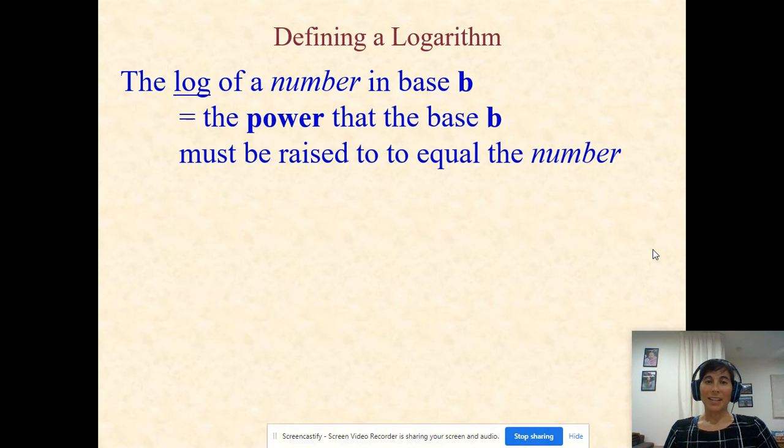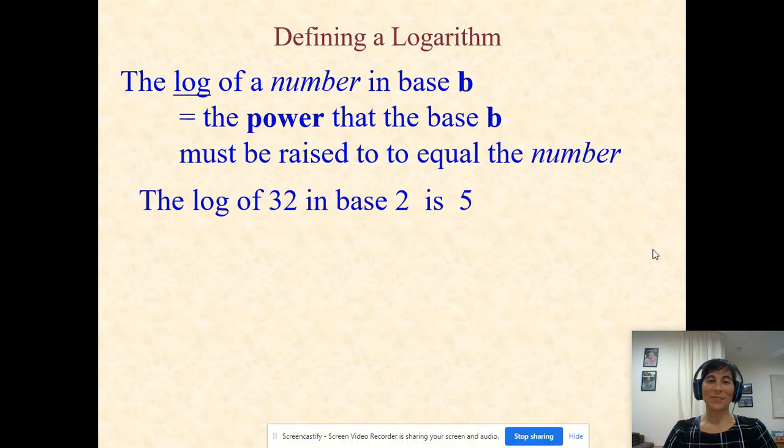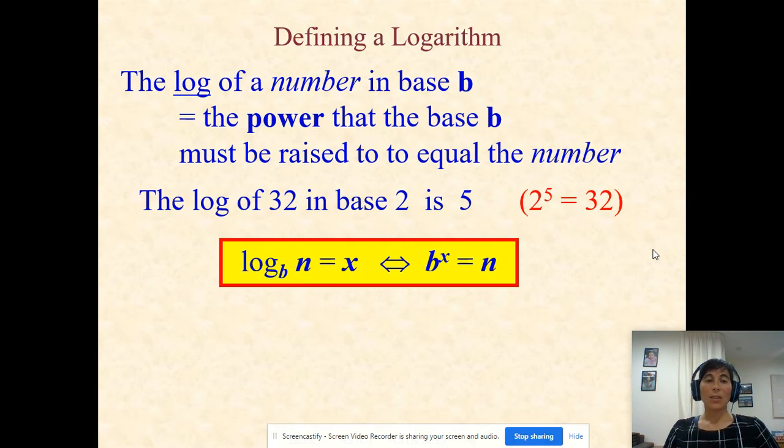So the log of a number in base b is equal to the power that the base b must be raised to equal the number, which sounds quite complicated. The log of 32 in base 2 is equal to 5, and that's because 2 to the power of 5 equals 32. So the way we can write this in general terms is that log of n to the base of b is equal to x in log form. We can convert that to index form by saying that b to the power of x is equal to n. So you've got log form and index form.